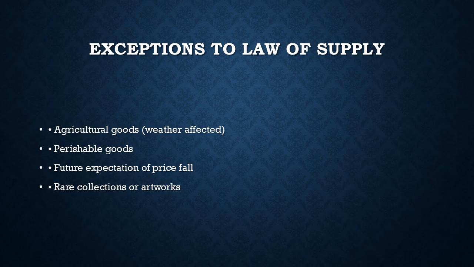Second one is perishable goods. Items like milk, fruits and vegetables cannot be stored for a long time. Sellers must sell quickly even at low prices. Third one is future expectation of price fall. If sellers think prices will fall soon, they may supply more now, even if the current price is low.